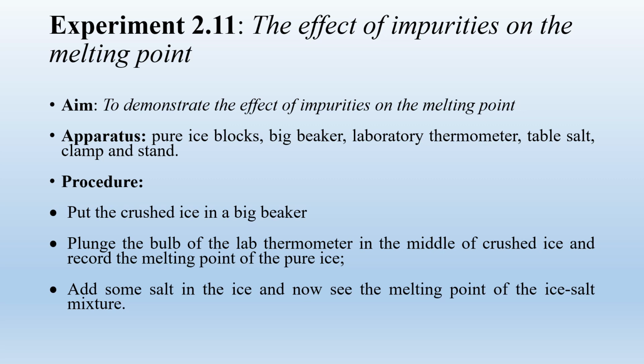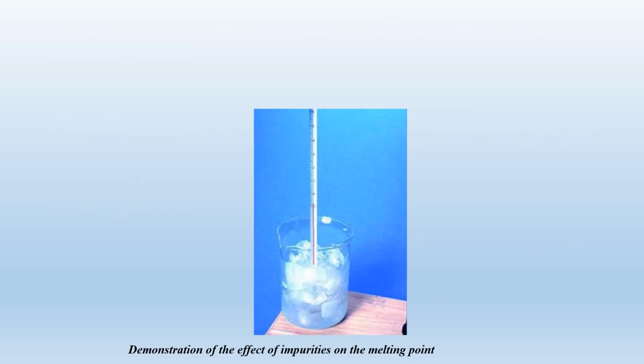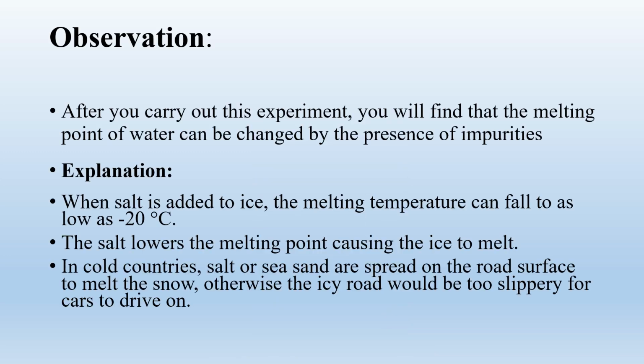Procedure. Put the crushed ice in a big beaker. Plunge the bulb of the lab thermometer in the middle of crushed ice and record the melting point of the pure ice. Add some salt to the ice and now see the melting point of the ice-salt mixture. Demonstration of the effect of impurities on the melting point. Observation: after you carry out this experiment, you will find that the melting point of water can be changed by the presence of impurities.